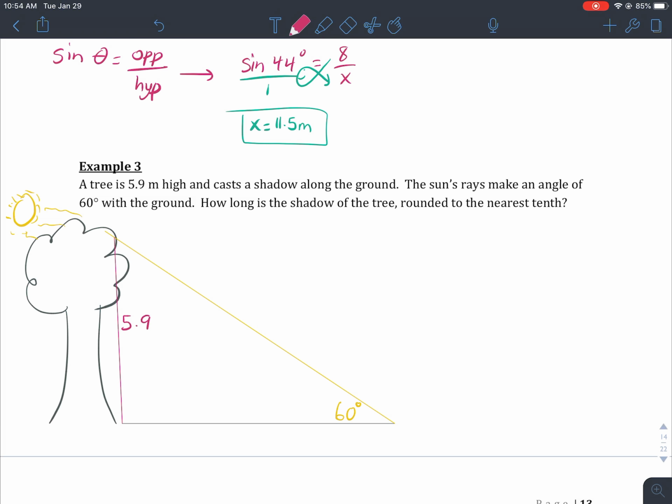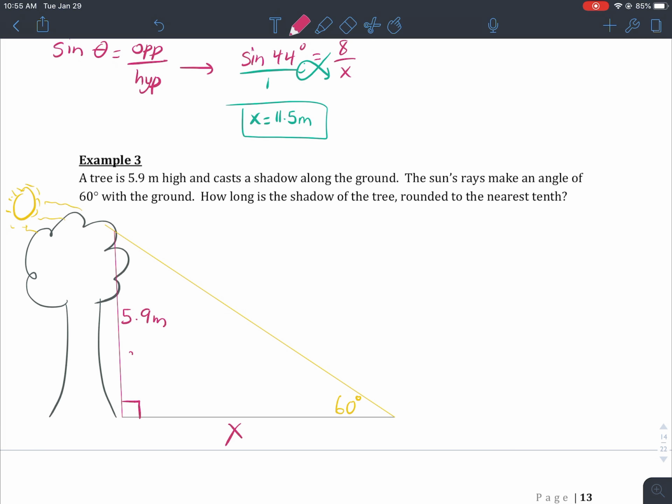Here's my right angle. I'm looking for how long the shadow is. So once I've got my triangle, I know that I have an opposite and we have an adjacent. I don't have a hypotenuse, so I'm not even going to label it. So the only ratio that deals with opposite and adjacent is tangent. So the tangent of theta is the opposite side divided by the adjacent side. Fill in everything you know.